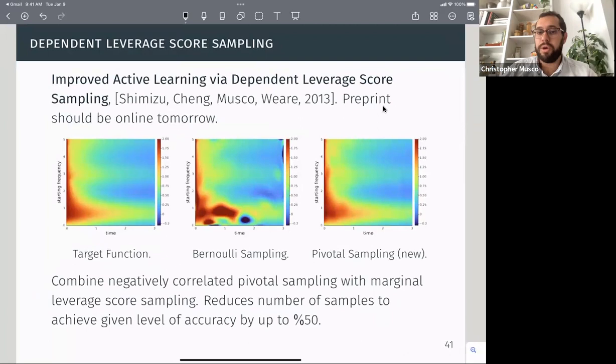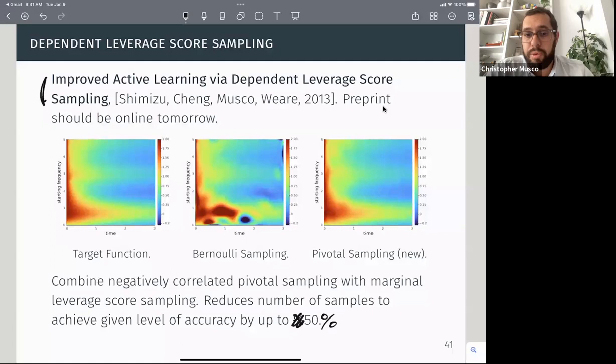So I'm going to post this preprint online, hopefully literally tonight. We have some recent work with two students at NYU, Atsushi Shimizu and Charlotte Chang, and Jonathan Weir, who's also here, on improved active learning via dependent leverage score sampling. One thing we were able to do is use the same importance sampling distribution as leverage scores, but use a dependent, negatively correlated sampling method, which drives points away from each other. So you can think of it like, while you're doing the sampling, you try not to sample points closer to any points you've sampled previously. And we can prove that these sampling methods have the same strong theoretical guarantees as leverage score sampling, but can reduce your number of samples in practice by up to 50%.